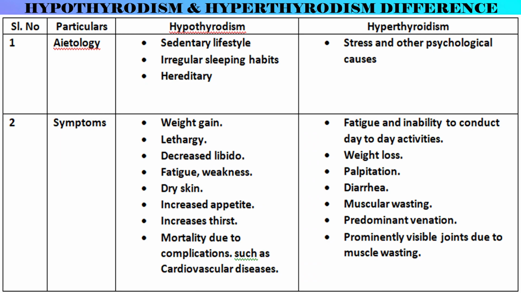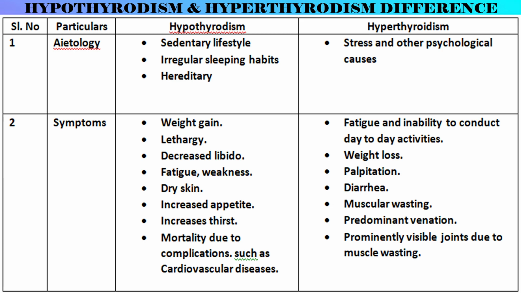Coming to the difference between hypothyroidism and hyperthyroidism. In hypothyroidism, etiological factors are people living a sedentary lifestyle, following irregular sleeping habits, and sometimes it may be due to heredity. These are the symptoms seen in hypothyroidism: weight gain, lethargy, decreased libido, fatigue, weakness, dry skin, increased appetite, increased thirst, and mortality due to complications such as cardiovascular disease.